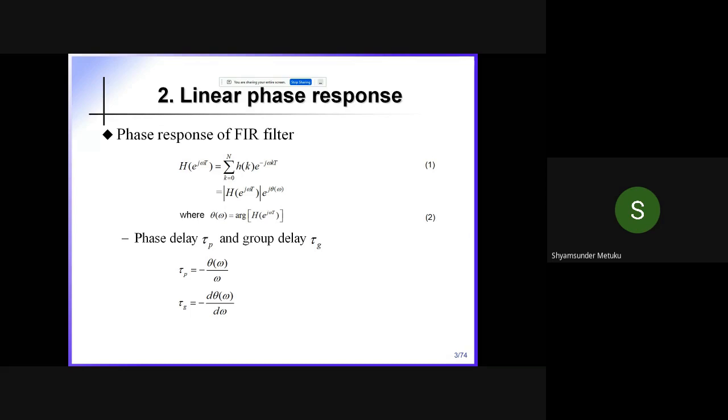When you perform the discrete time Fourier transform for equation 1, the resultant signal will be complex in nature. Then that resultant complex signal can be represented by a magnitude times e power phase. The magnitude is represented by the absolute value of H of e power j omega capital T, times e power j theta of omega, where theta of omega is the phase. Agreed?